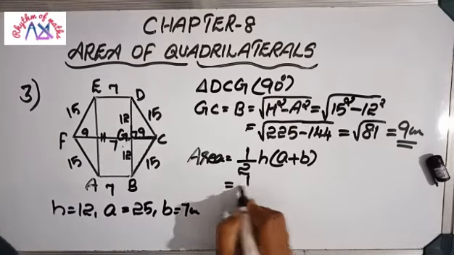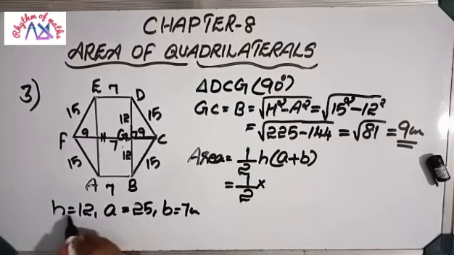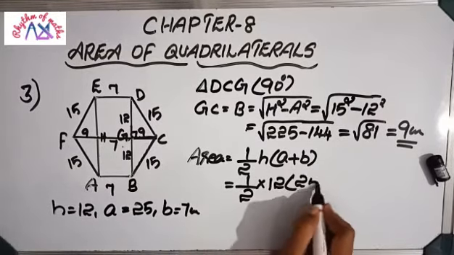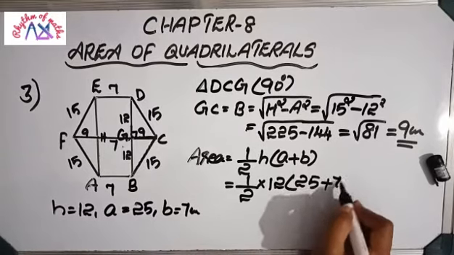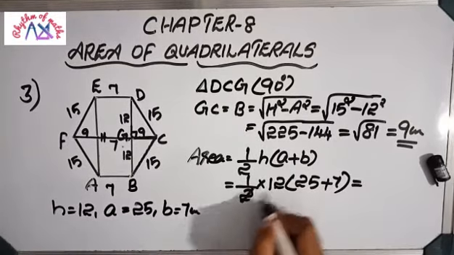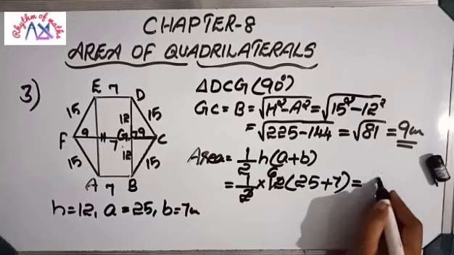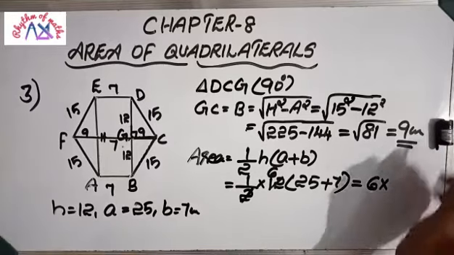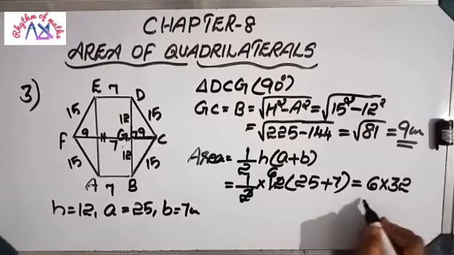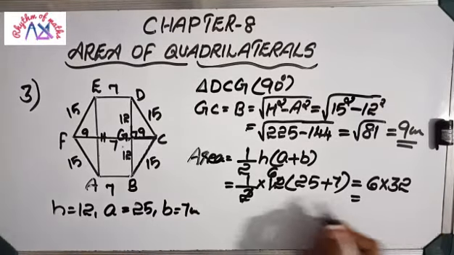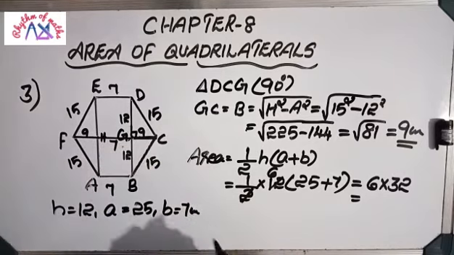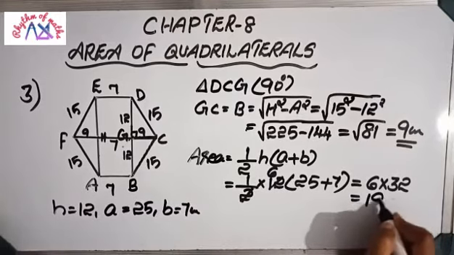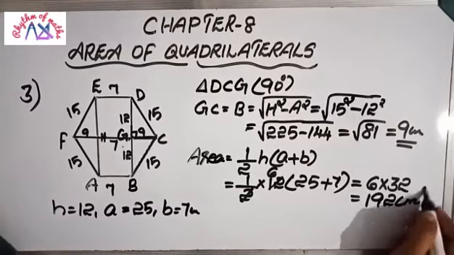So area becomes half into H, which is 12, into A equal to 25 plus B equal to 7. That is 2 and 12 we can cancel, that is 6. 6 into 25 plus 7, that is 32. Now 6 into 32 will be the answer for the first trapezium area. When you multiply this, you will get the answer 192 centimeter square.